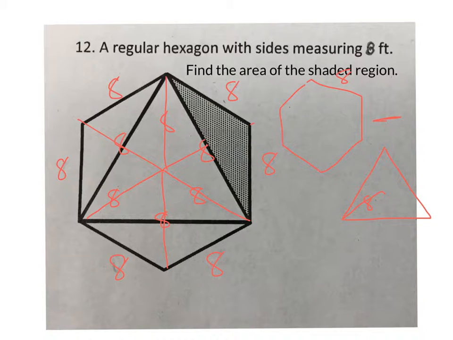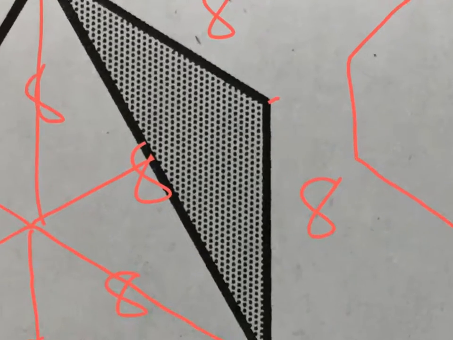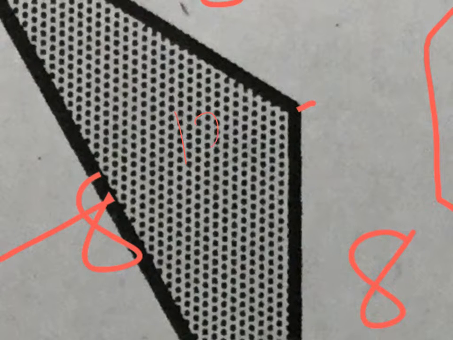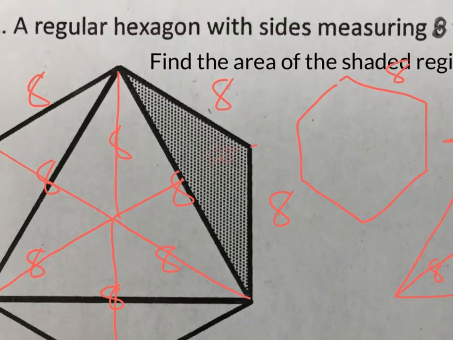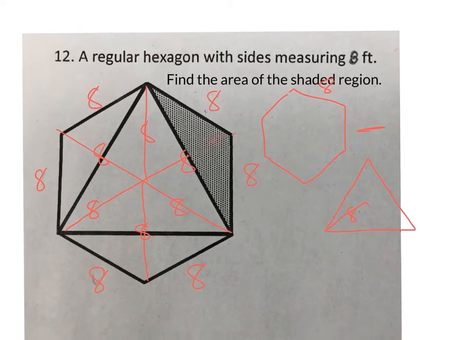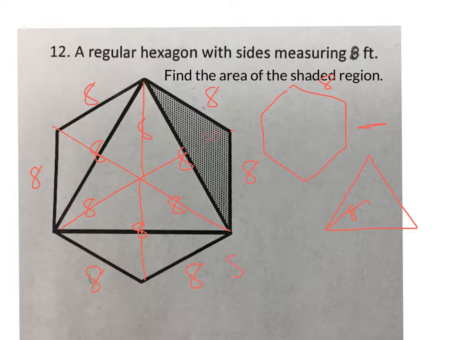So for our hexagon, each one of these interior angles is 120 degrees. According to the polygon formula, 6 minus 2 times 180 divided by 6 is how we find the interior angle of any one of these angles. So we would do all that, and you get 120 degrees as the measure of that angle.